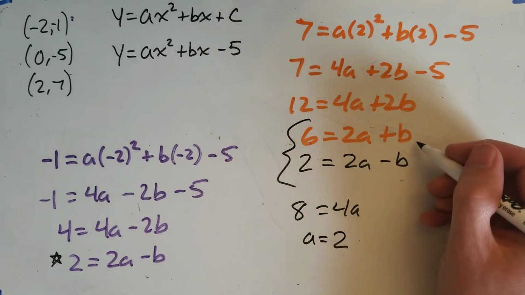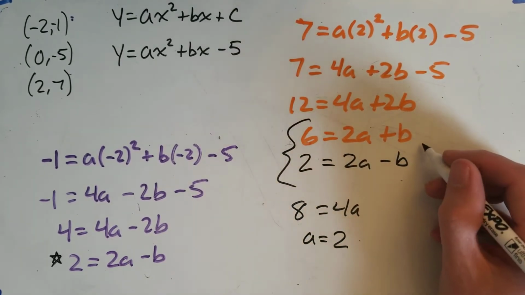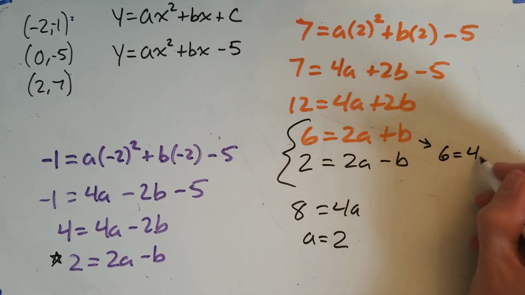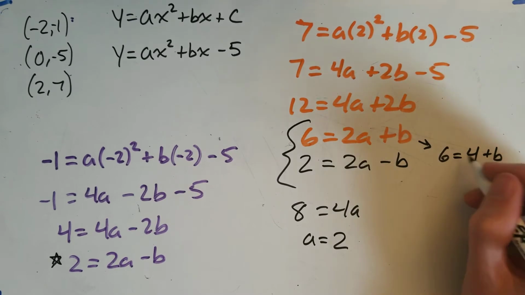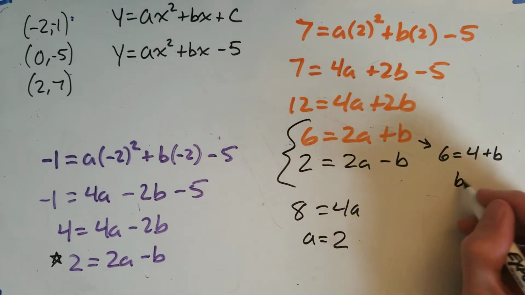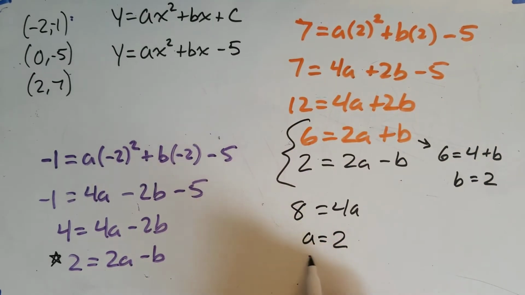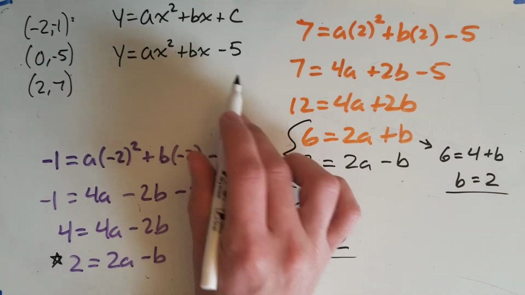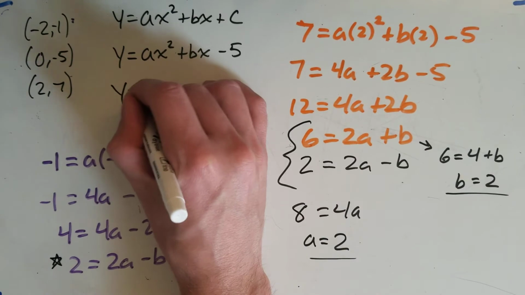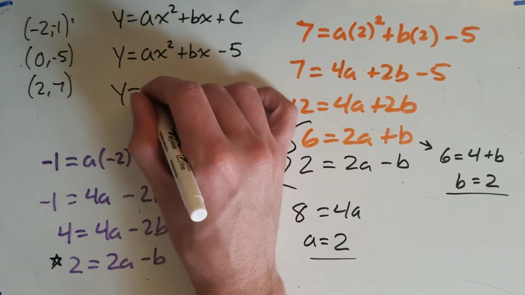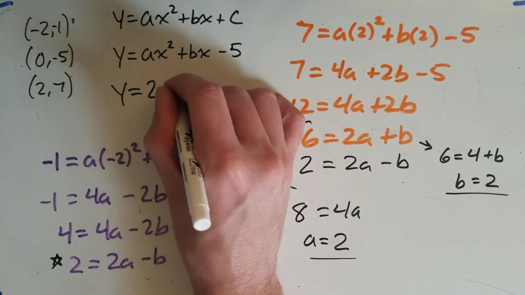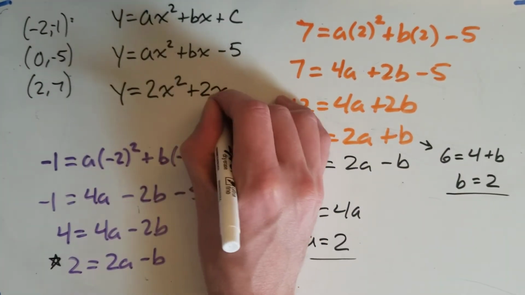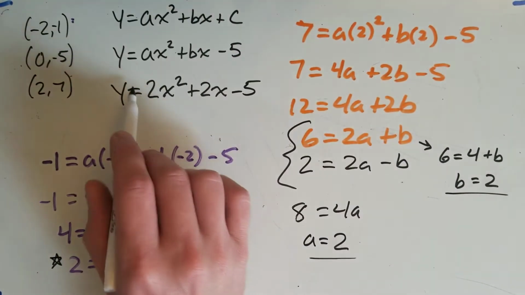Then if we go back to our system and put a 2 in for a, let's say we go to this first equation, 6 is equal to 2 times 2 is 4. So 4 plus b will give us 6, meaning b has to be 2 as well. So we know a is 2, b is 2. We already knew c was -5. So we go back to our equation, y equals, now we know a is 2, so it's 2x squared. We know b is 2, so it's plus 2x, and -5.